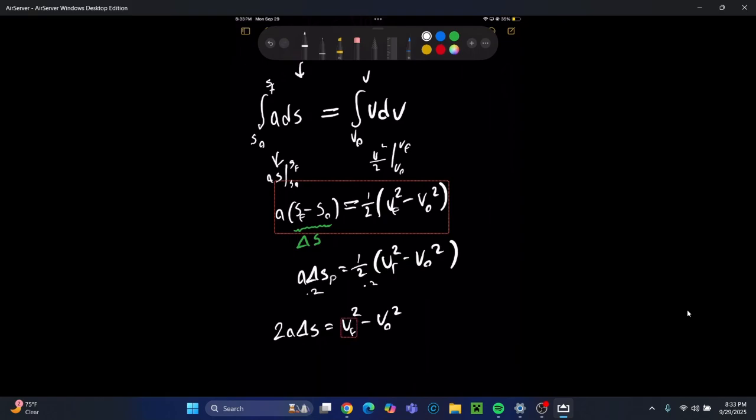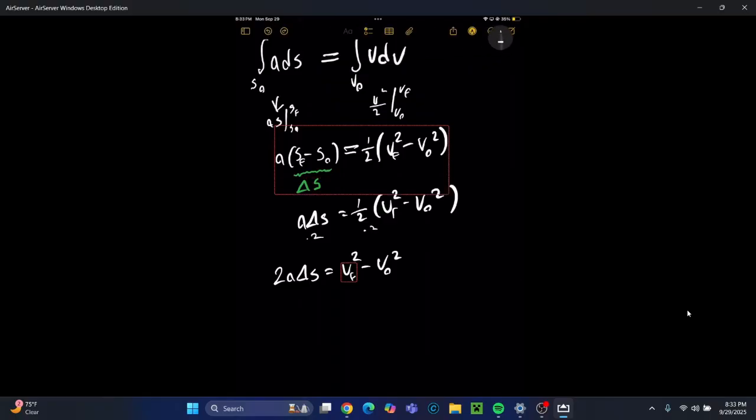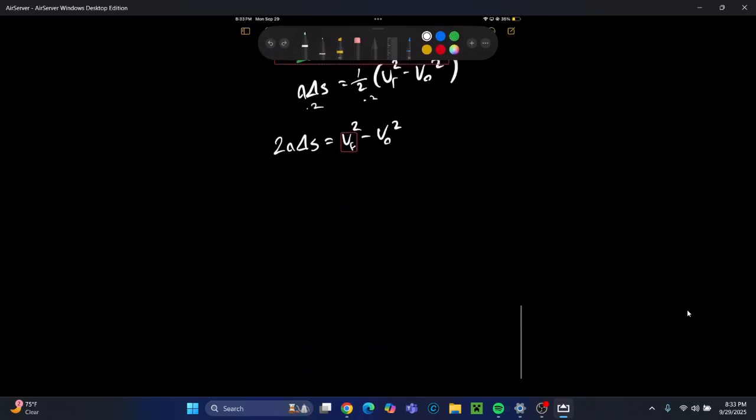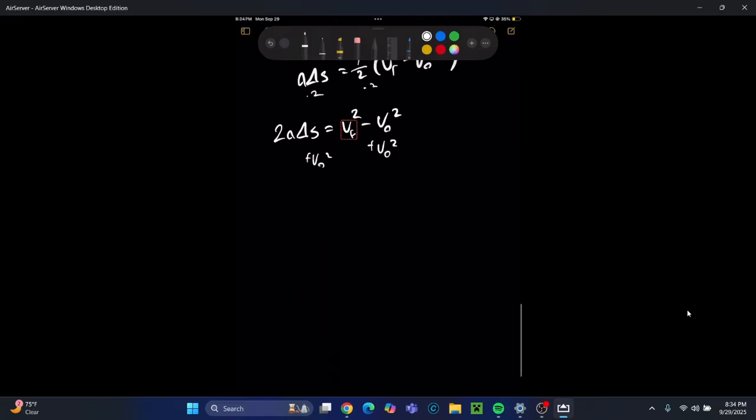No, that's not final. Again, final minus initial. Final minus initial gets us delta. I'm not going to explain that. Okay, and then we're solving for v final because we want to solve for something. So we're going to add v naught squared to both sides. So this will leave us with v final squared equals v naught squared plus 2a delta s.